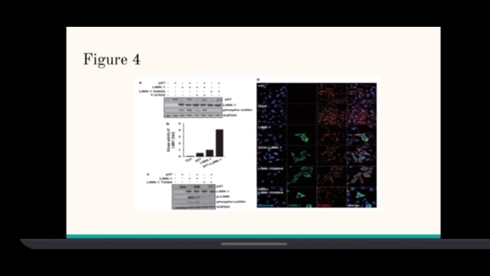For part D of this figure, the HeLa P57 cells were transfected with the MYC LIMK1 or the MYC LIMK1 D460A, and they were treated with doxycycline or kept as a control for 24 hours. After being treated, nuclei were counterstained. This allows us to see the images of the immunostaining.